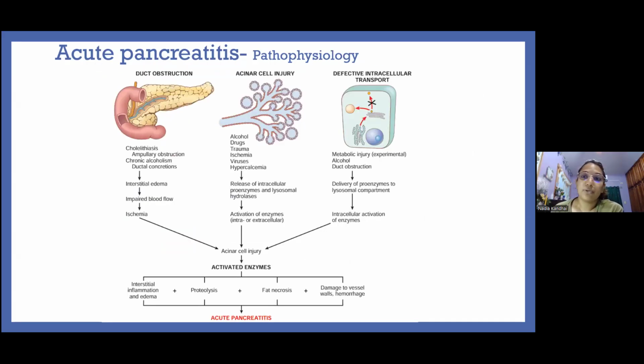So 3 pathways have been found. One of them is pancreatic duct obstruction. It occurs when the normal ductal flow is impeded by gallstone impaction or biliary sludge, or by an extrinsic compression of the ductal system by a mass. The intraductal pressure then increases. There's accumulation of enzyme-rich interstitial fluid and localized fat necrosis from lipase.